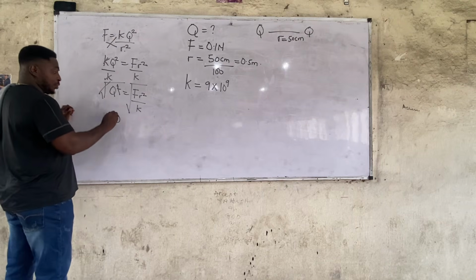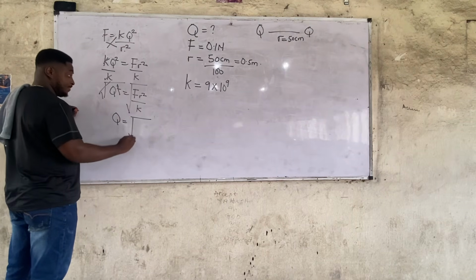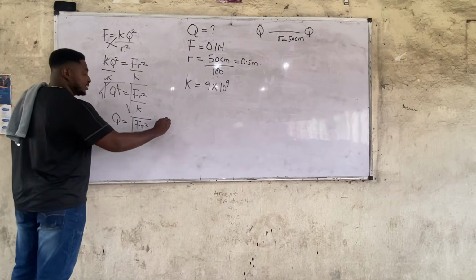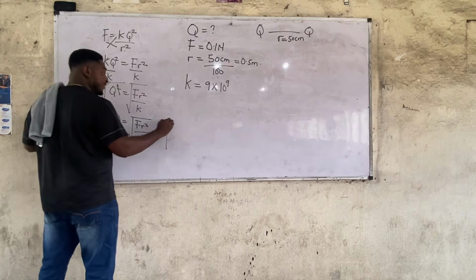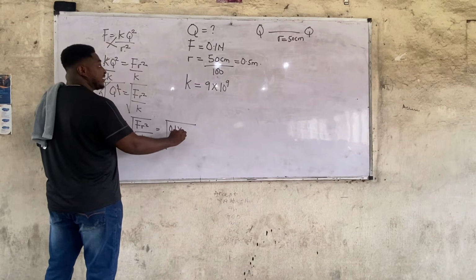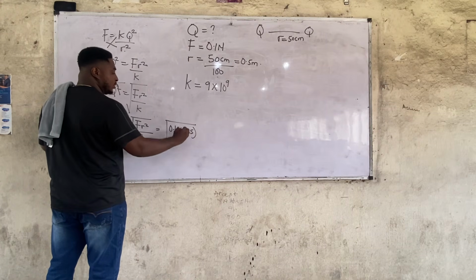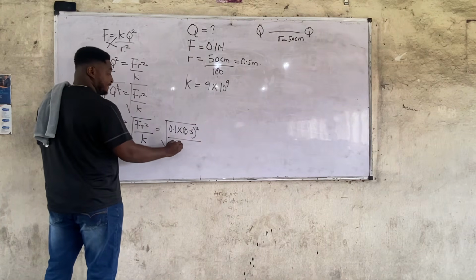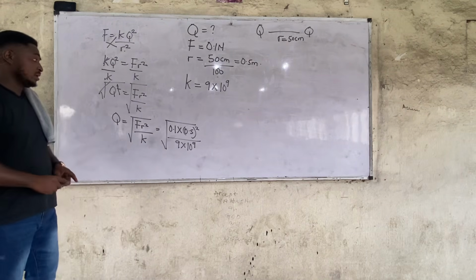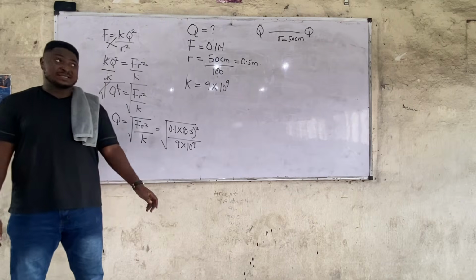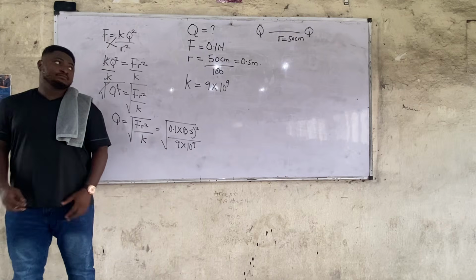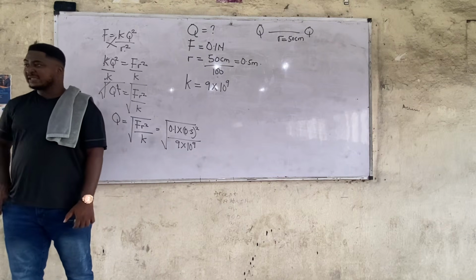So I left with Q equals square root of F R squared all over K. Everybody in this square root, we have it, right? Who is F? Who is R? 0.5. Who is K? 9 times 10 raised to power 9. Since we have everybody inside the square root, we can easily get our answer. Go ahead and get the answer.